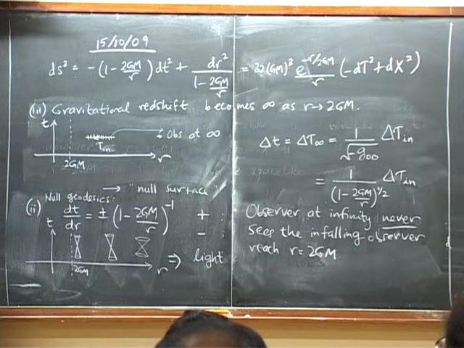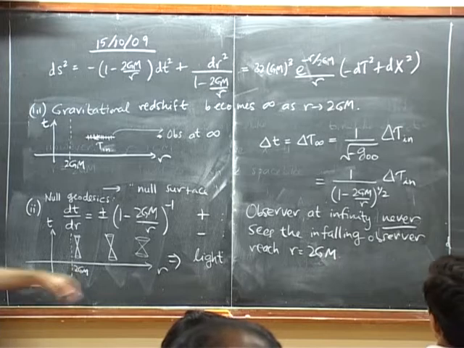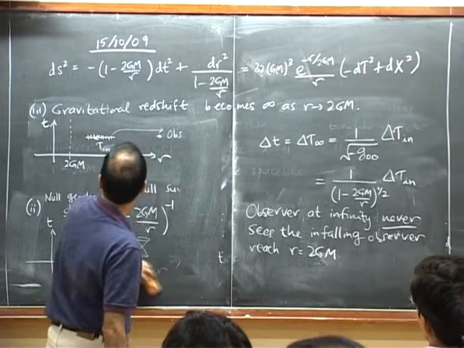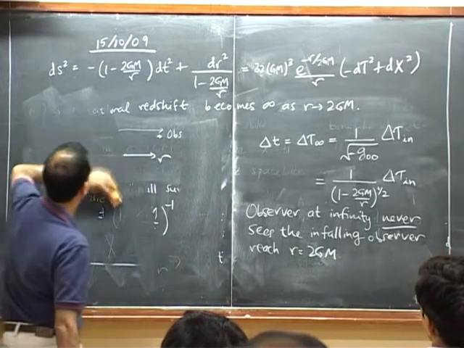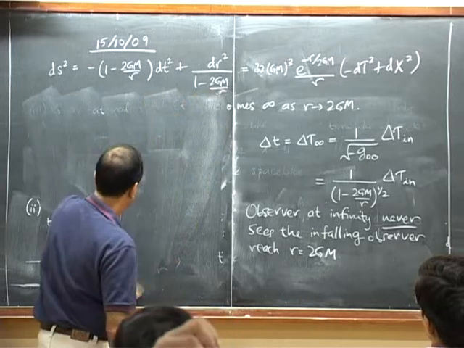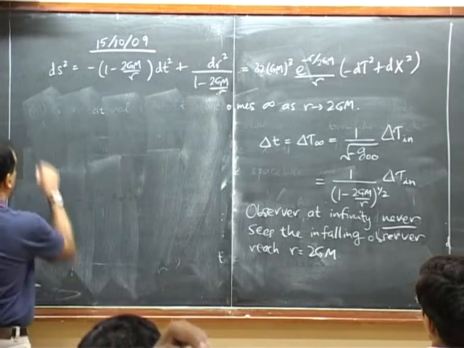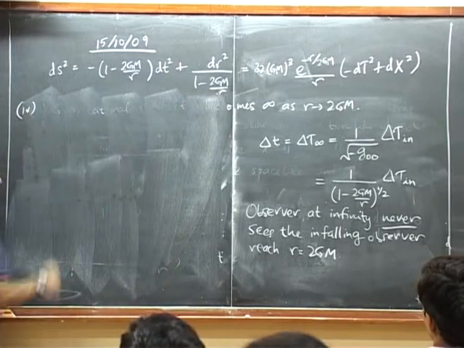But sir, yes, the infalling observer will see. Yeah, now we'll come to the infalling observer, one by one. So that's the person at infinity. Now the same experiment, except now we are with the infalling observer, so that's my point 4.